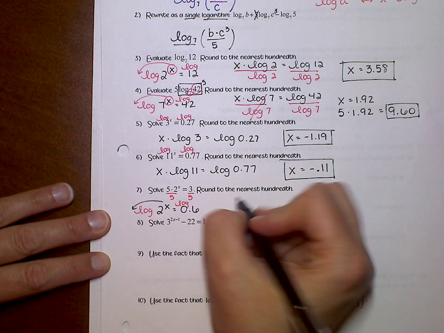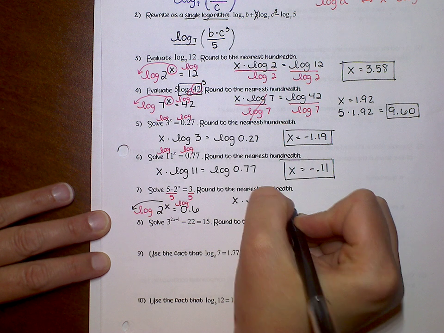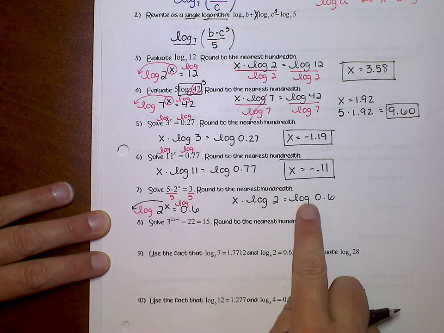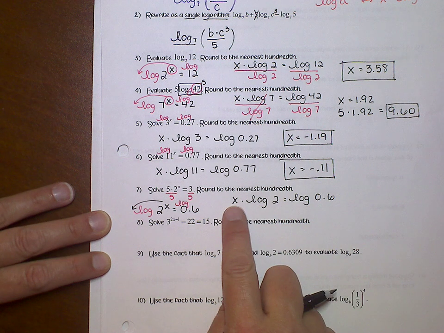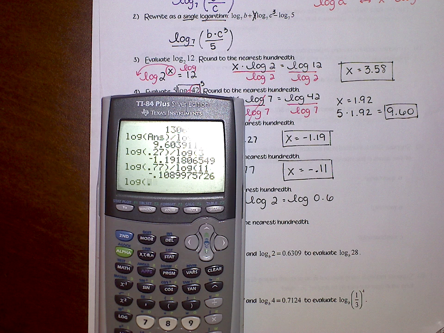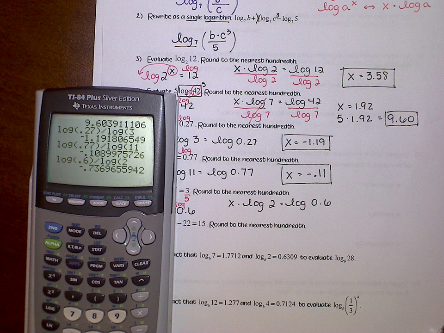Exponent down in front, so we end up with x times log 2 equals log 0.6. And I'm going to do this divided by this to get x by itself. So log 0.6 divided by log 2. And we get negative 0.74.